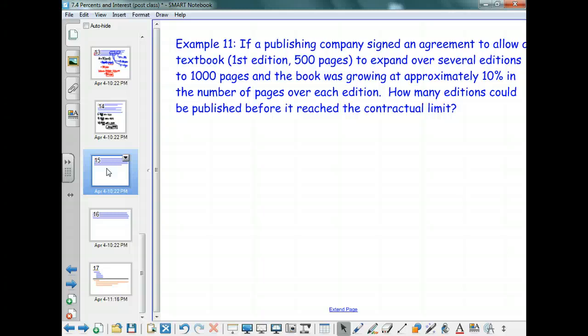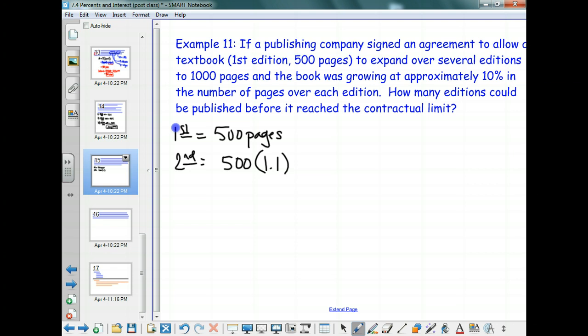All right, so taking a look at this problem, what are we going to do? Well, my first edition of the book, I know has 500 pages. How can I figure out what the next edition would be? Times what? Okay, that won't give it to me directly. That will just give me the increase. Okay, so one way to do it for the second edition directly would be to take that 500 pages and multiply it by 1.1.